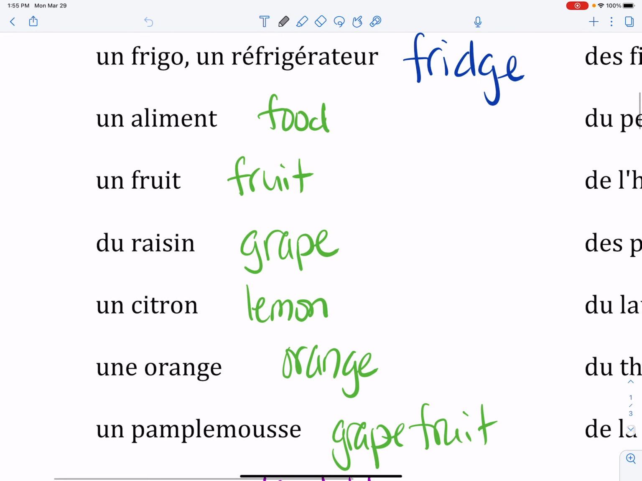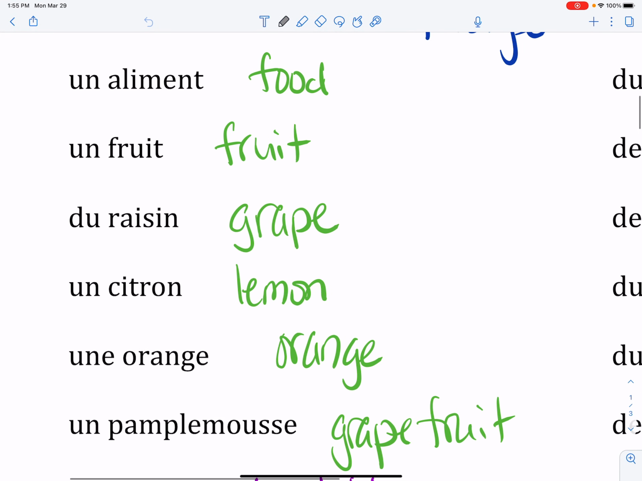And here are your fruits. Go ahead and pause and write those down.